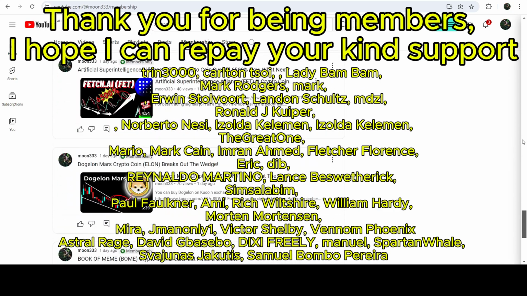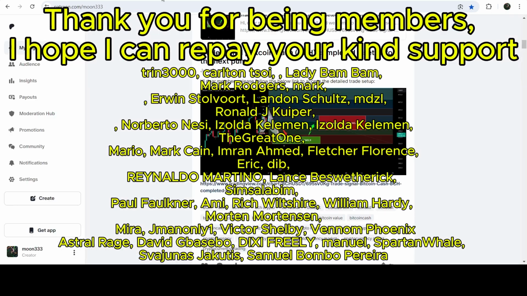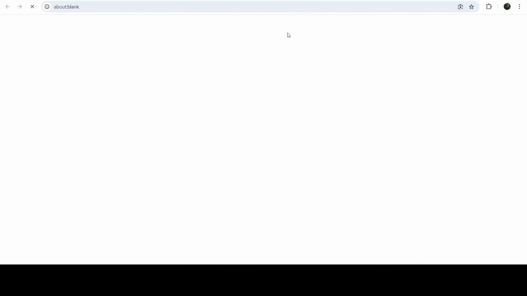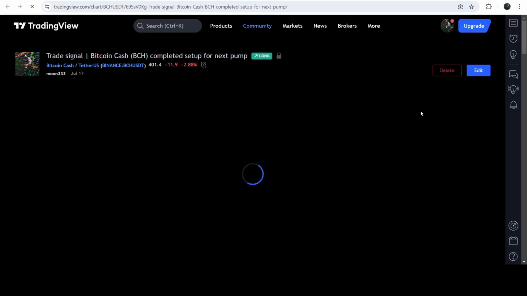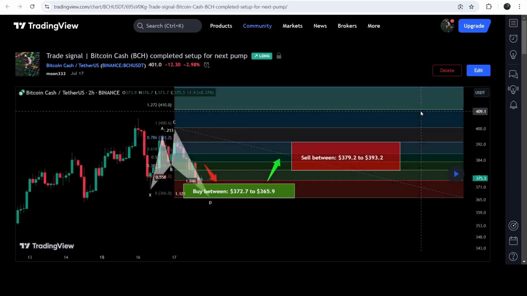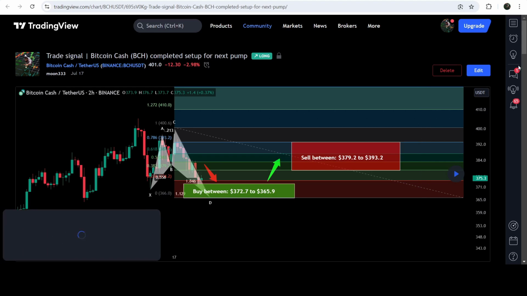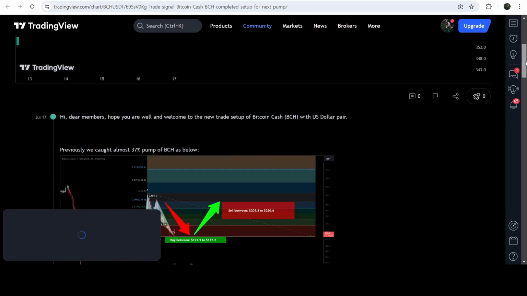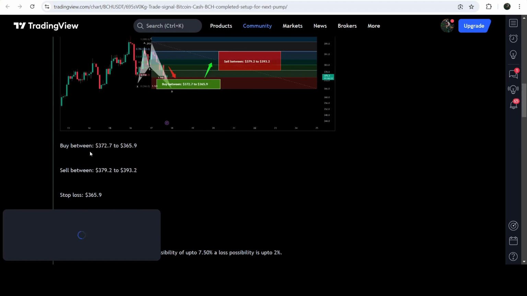So let's start the analysis. First of all, let me begin with my most recent trade signal for Bitcoin Cash that I shared on 18th of July 2024 with my members. That was an expected harmonic bullish reversal shark pattern that Bitcoin Cash was completing on a 2-hour time frame chart with the US dollar pair. And this was a complete trade setup. This was the buying zone, the sell target zone, and the stop loss.